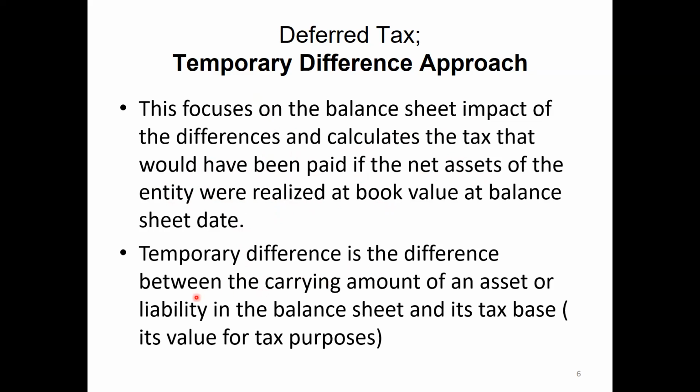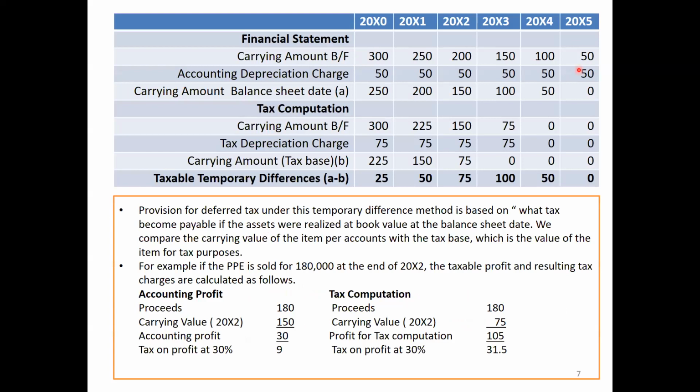The temporary difference is the difference between the carrying amount of an asset or liability in the balance sheet and its tax base, right? Again, the temporary difference arises due to the differences between the carrying amount and the tax base. So we're repeating the same thing again and again. Same calculation as we did in the earlier slides. This is the temporary difference: carrying amount minus tax base. So the carrying amount is 150, the tax base is 125, the net figure is 25. Likewise, we calculate this for all periods, right?